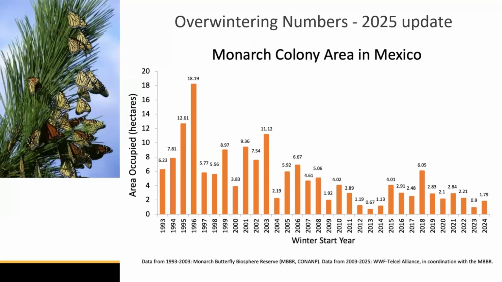On March 6, the World Wildlife Fund, Telmex Telcel Foundation Alliance, and the National Commission of Protected Natural Areas in Mexico released data from the winter 2024-2025 monarch butterfly population count. Monarchs occupied 1.79 hectares compared to 0.9 hectares at the same time last year. This represents a 99% increase, the biggest jump since the monarch overwintering area increased from 2.48 hectares to 6.05 hectares from December 2017 to December 2018.